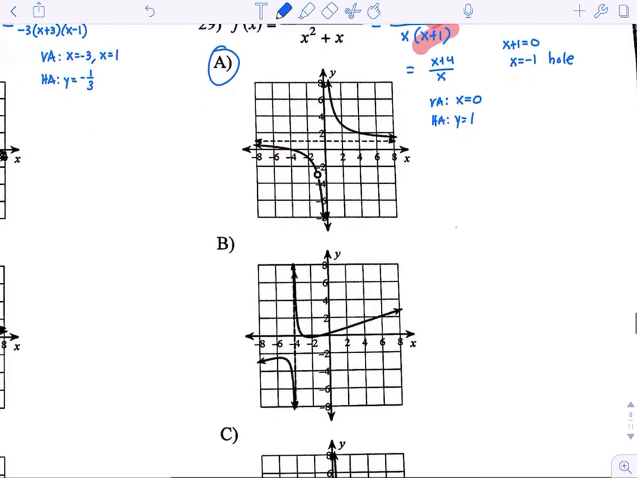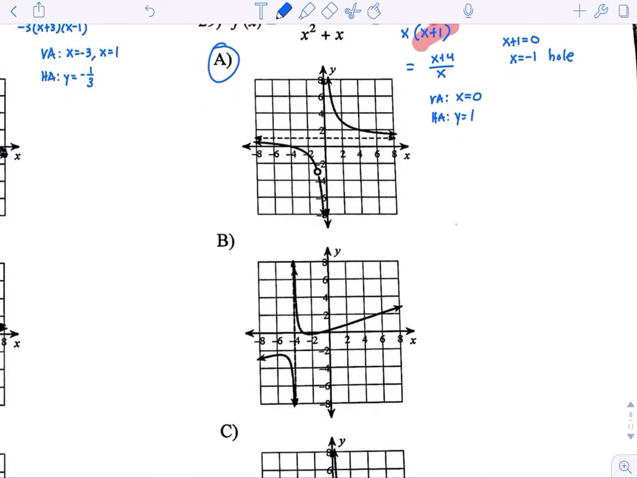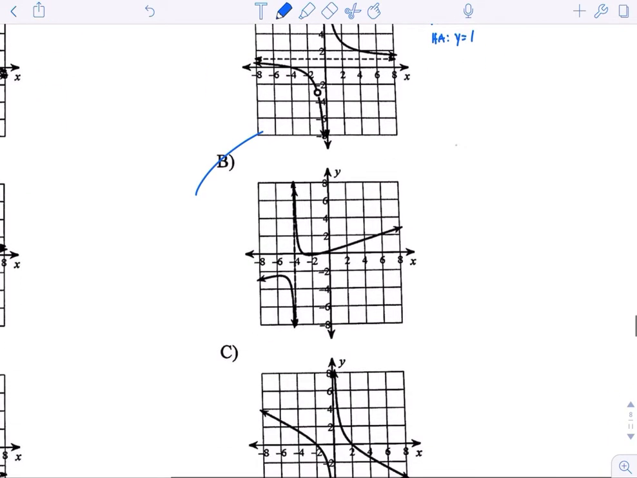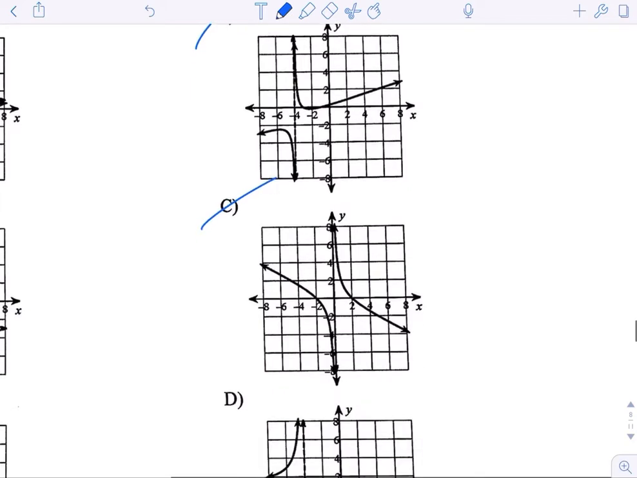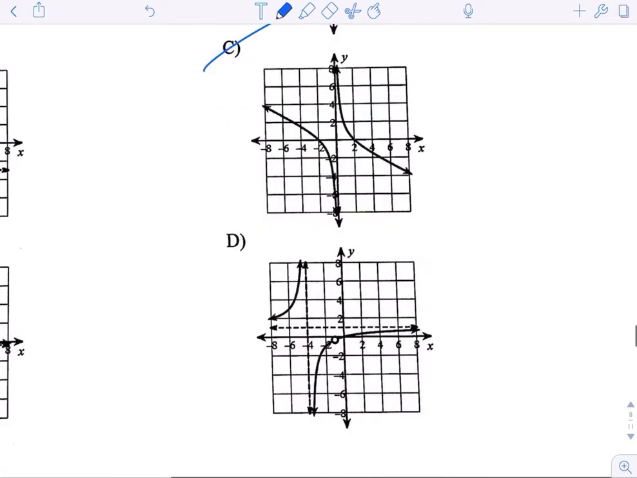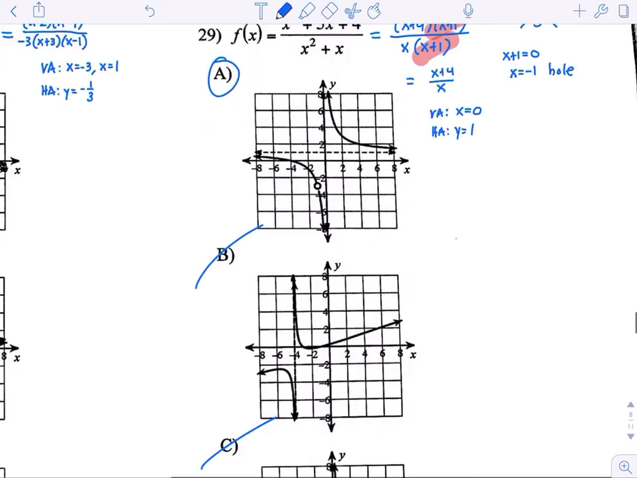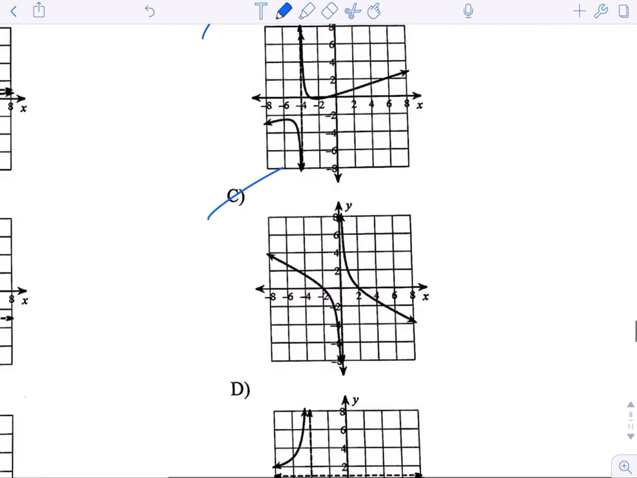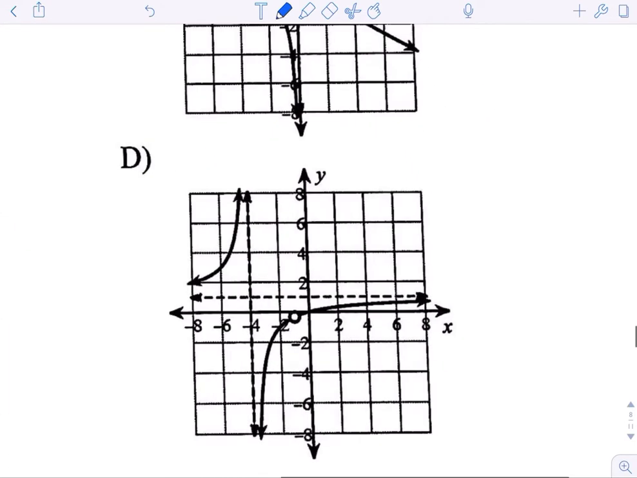Now, knowing that you have a hole, if you didn't know it was A, I would automatically look for ones that have a hole. That one doesn't have a hole, and that one doesn't have a hole. That one does have a hole there, so the choices would be between A and D. Then I would look at horizontal asymptote of 0. It's A. Look at this one. This one has a horizontal asymptote at -4.